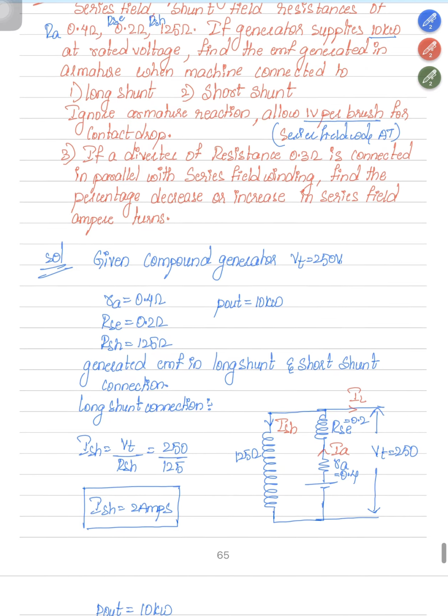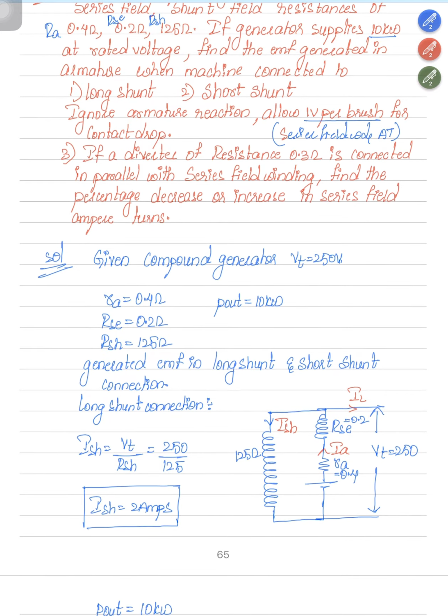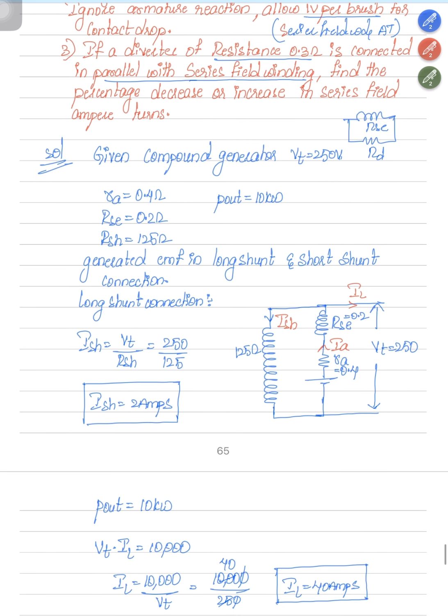Along with this, there is a 1 volt per brush drop. They are asking to find the percentage reduction in series field winding turns if a diverter of 0.3 ohm is connected in parallel to the series field winding. Let's suppose this is the series field winding and they are adding some diverter resistance. We need to find the percentage decrease or increase in series field winding turns. Let's write down the data here. Given a compound generator, terminal voltage of 250 volts, output power of 10 kilowatt, armature resistance of 0.4 ohm, series field resistance of 0.2 ohm, and shunt resistance of 125 ohm.